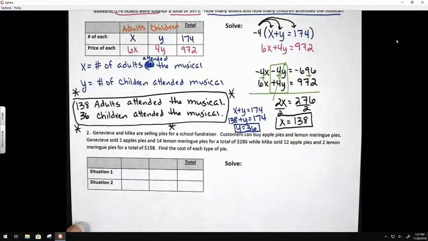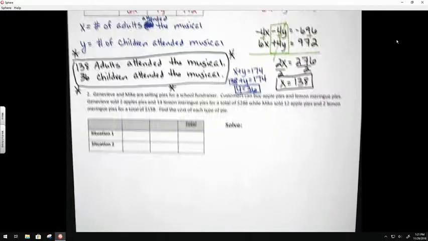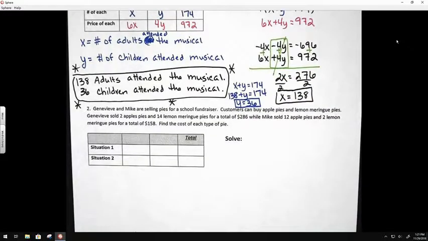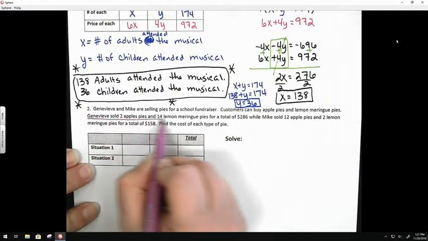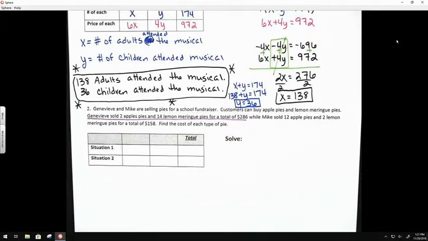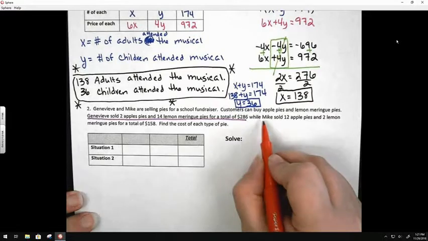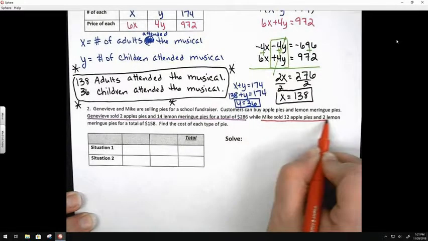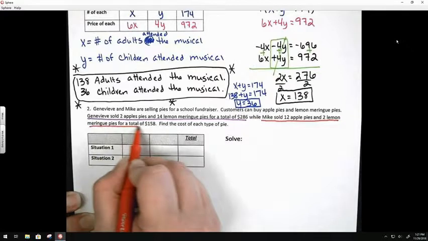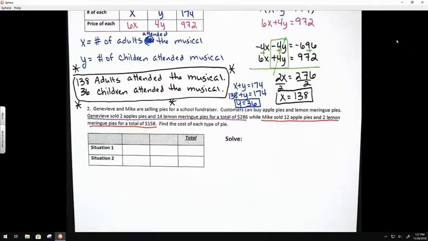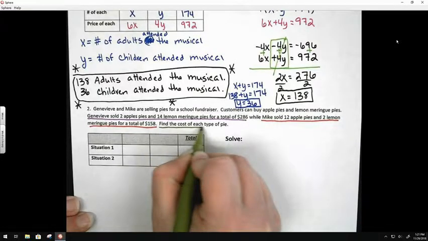situations. So Genevieve and Mike are selling pies for a school fundraiser. Customers can buy apple pies or lemon meringue pies. Genevieve sold 2 apple pies and 14 lemon meringue pies for a total of $286. Then let's see, Mike sold 12 apple pies and 2 lemon meringue pies for a total of $158. And then this question is asking us to find the cost of each type of pie.